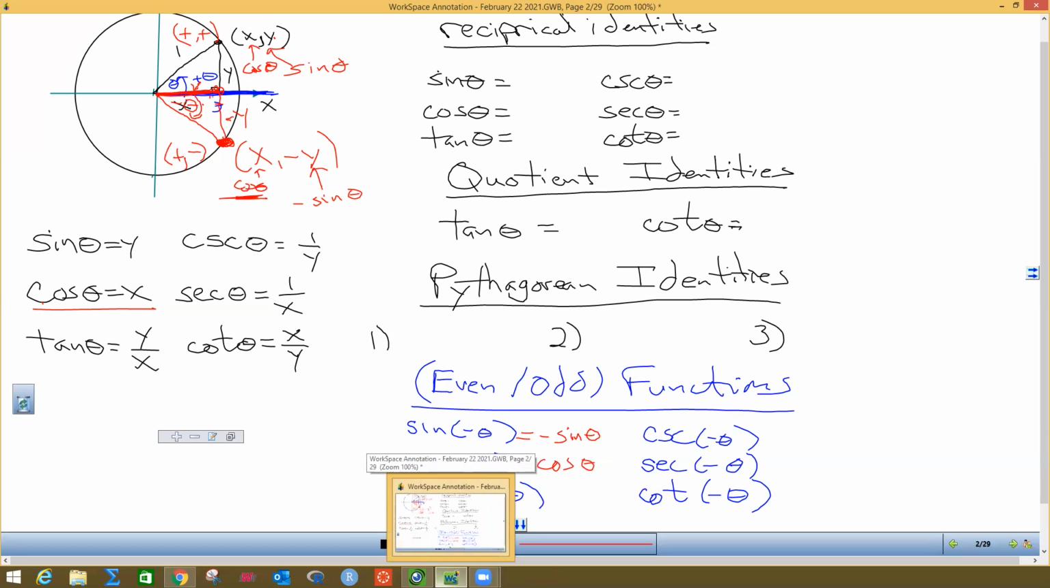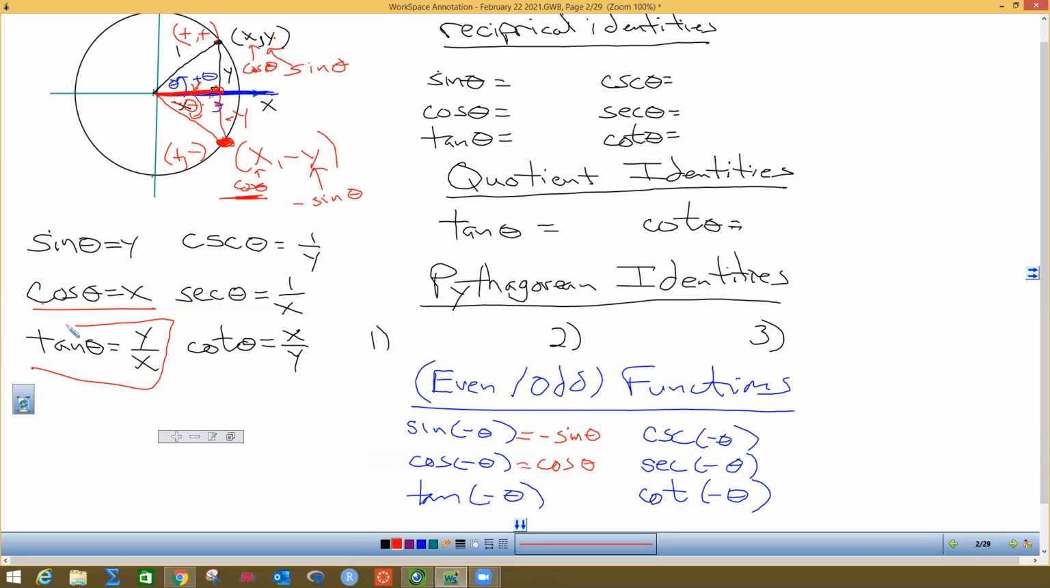Now, what is tangent? Look at this. What's tangent? Tangent is what over what? Y over x, correct? Y over x. Now, if I do y over x down here, if I do tangent down here for negative theta, what would the y be? Negative y over x. What's a negative over a positive? That's a negative, isn't it? So what that means is this equals negative tangent.